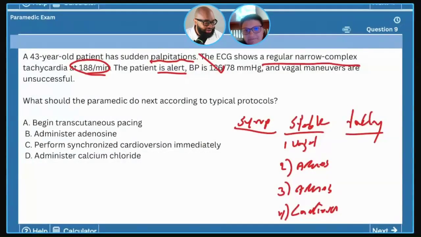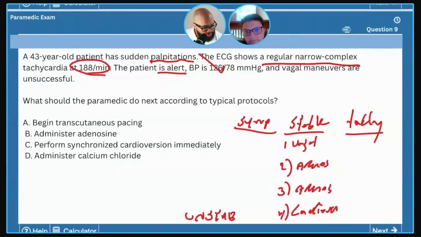Yeah, then cardioversion. Okay, now what if they're unstable though? Yeah, it would be an immediate synchronized cardioversion. If they're unstable, we go straight to synchronized cardioversion. Okay, and then we try to get IV access if we can, and pre-medicate them to go ahead and sedate them before we light them up with this electricity.